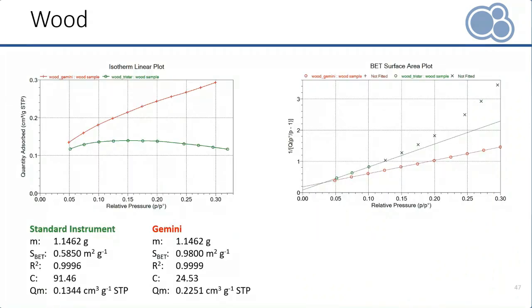Looking now at the results obtained by the Gemini, we see a significant difference to the standard measurement. The standard measurement is shown in green, the Gemini measurement in red, yielding a specific surface area of 0.98 square meters per gram and a nice BET fit over the whole BET range. This example shows that with some low area materials, the Gemini can be the preferred way of running and offers unique advantages over other static volumetric technologies.